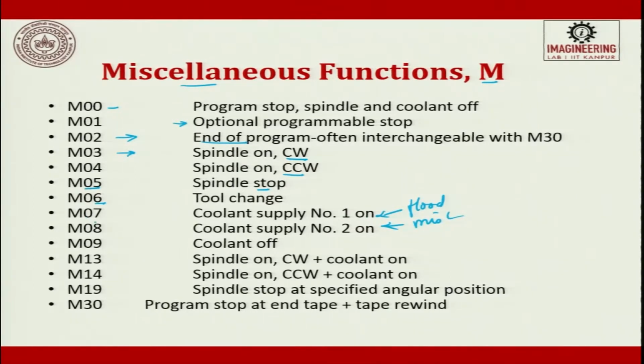So, we say M07, M08 for coolant supply, and for turning it off, it is M09. M13 and M14: spindle on clockwise plus coolant on is M13, spindle on counterclockwise plus coolant on will be M14. M19 is spindle stop at a specified angular position, and M30 is program stop at end of tape plus tape rewinding. So, we can use these commands for executing the part in a CNC machine.